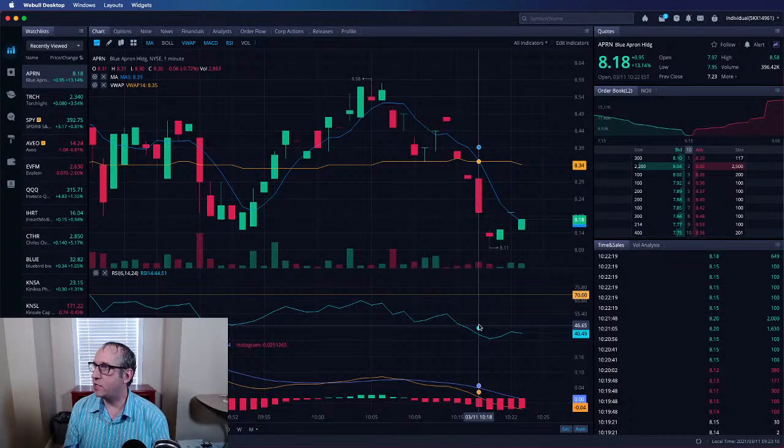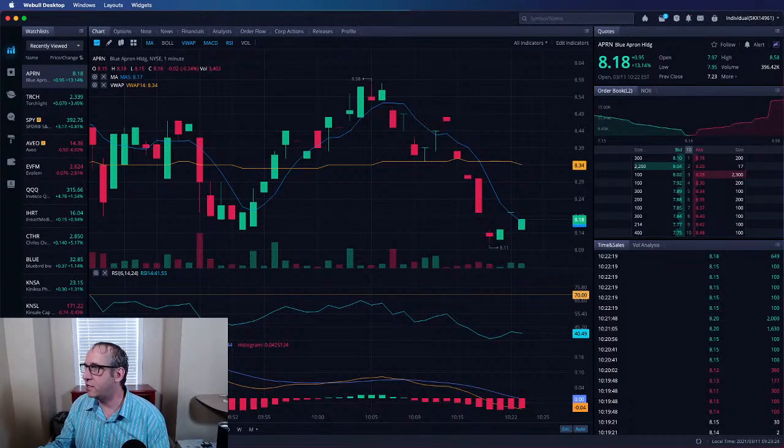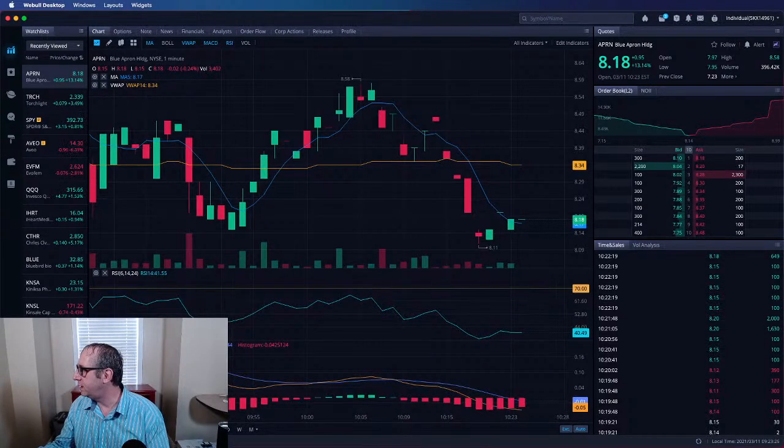Right now, I'm just kind of watching for an entry point on APRN. This is going to be a swing play based on insider activity, and literally just waiting for it to do its thing.